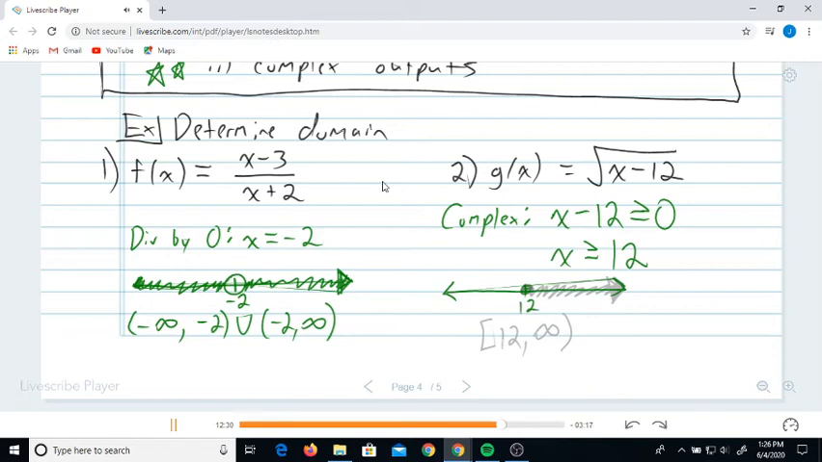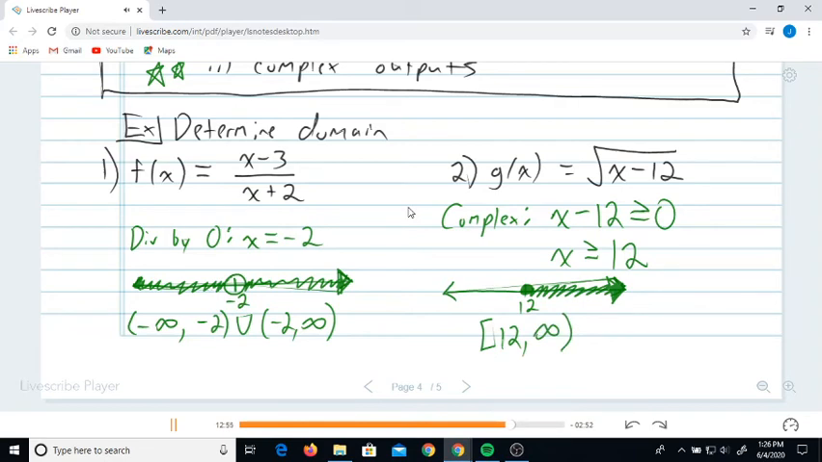You could pick 12, because 12 minus 12 is 0. Square root of 0 is 0. That's harmless. Or any number above 12. But the moment you pick a number below 12, you're going to have imaginary numbers. Like if we pick, say, 11, well, 11 minus 12 is going to be negative. Negative inside of a square root is imaginary. So the domain for this function is 12 to infinity.